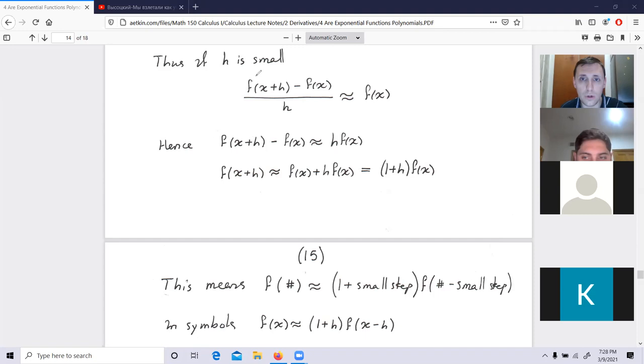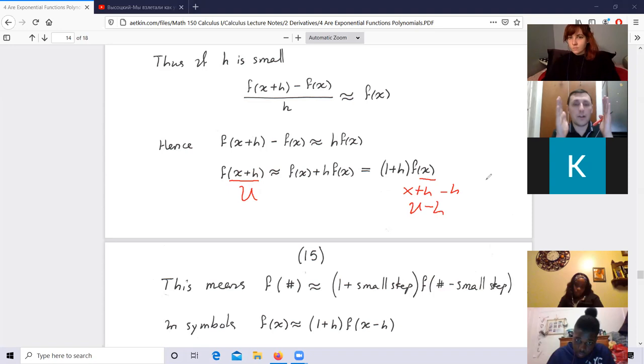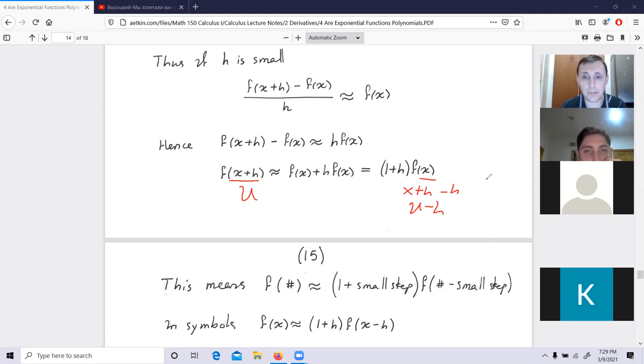I can call this here u if I want to, and then what is this? This is x plus h minus h. So that is just u minus h. It's called recursion, right? I'm just saying that if I want to know what is the value of this function at this number, I can multiply by 1 plus the step that I take back. And I take the step back. That's the hard part, guys.